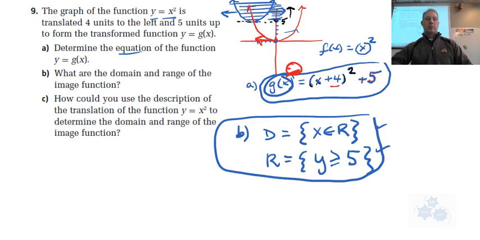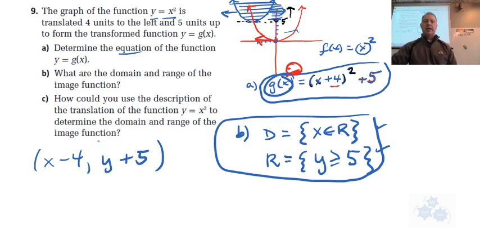Okay, finally, C. How could you use the description of the translation of the function y equals x squared to determine the domain and range of the image function? Okay, well there's a good idea. How could you use the description of the translation? What about mapping notation? I'm going to go x minus 4, and I'm going to go y plus 5. That's the mapping notation. x comma y goes to this.